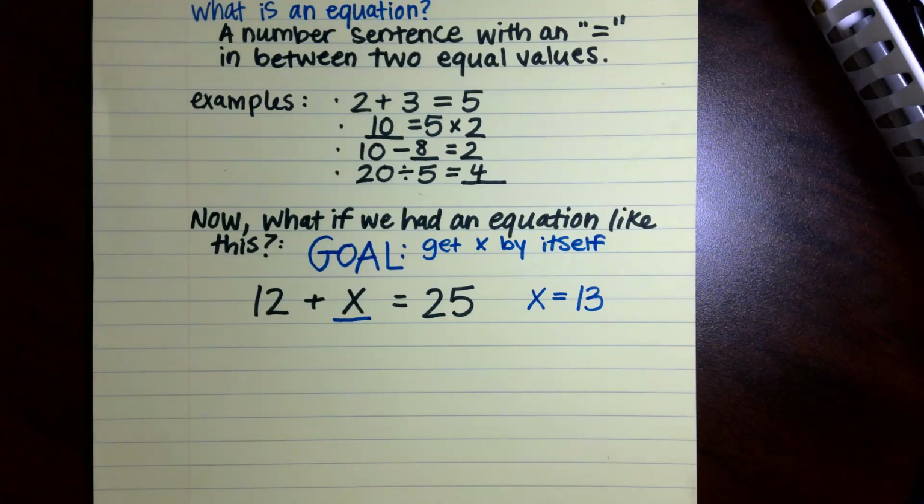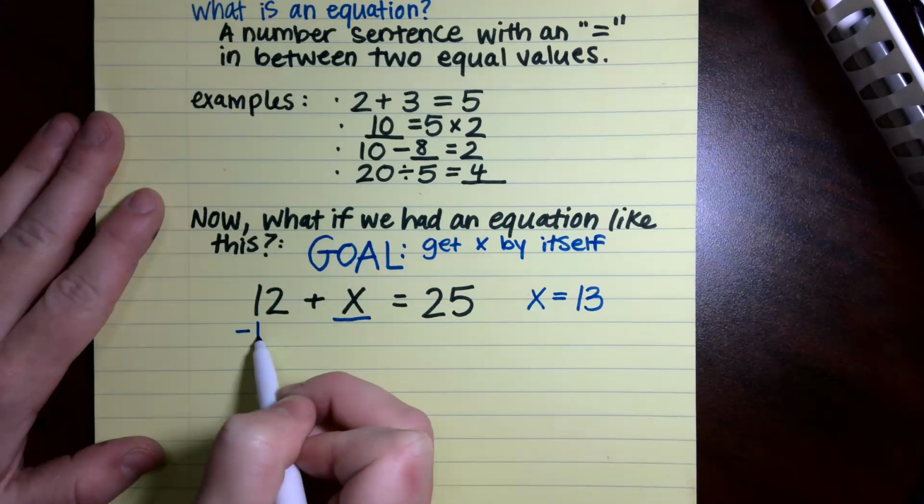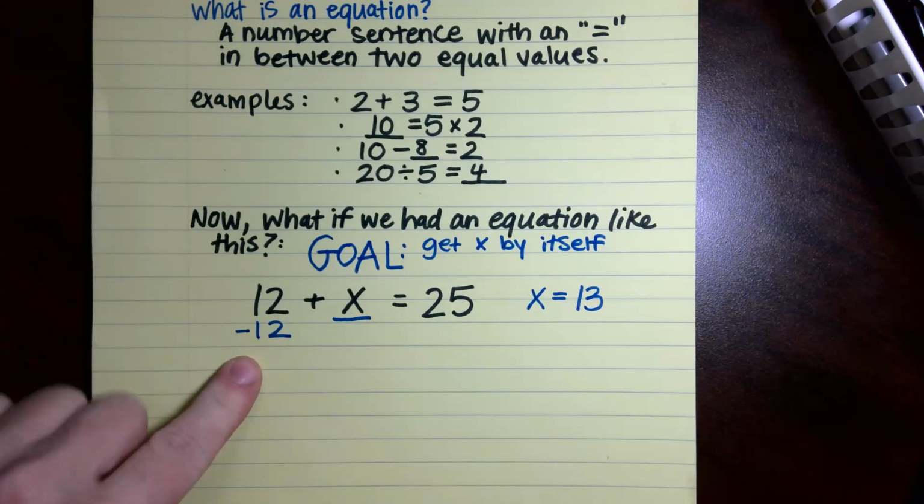I'm going to give you a hint. We're not doing any multiplication, any division. It's going to be really simple. If I have 12 and I want to have 0, what do I need to do to 12? Take away, subtract. So I've got positive 12. I'm just going to subtract 12 from this side.